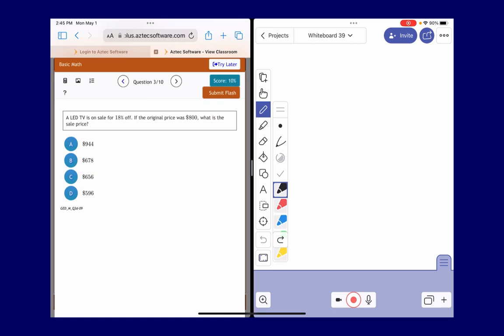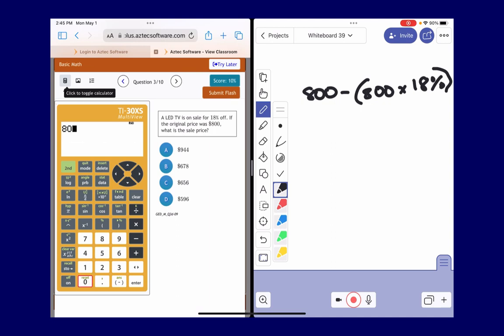most familiar with, which would be you have $800 is the cost, and you're going to take away 18% of that. So to figure out what 18% of 800 is, you say 800 times 18%, which the work in the parentheses, the calculator knows to do that first, and then it'll take that much off of the $800. So we're going to be like 800 take away 800 times 18%, close parentheses, and press enter. And we're going to pay $656.